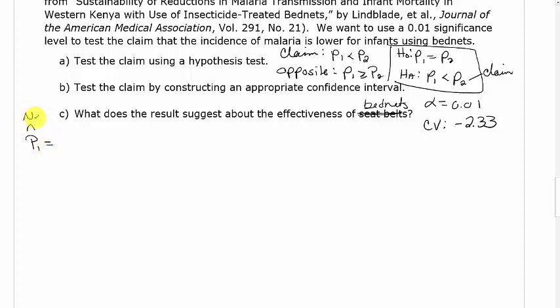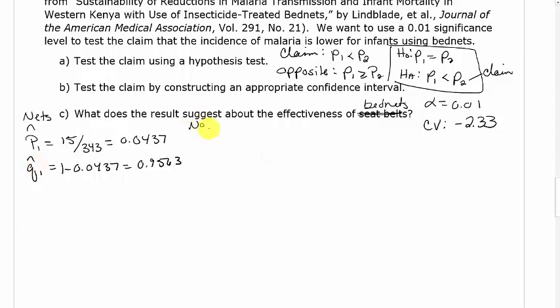P-hat1 is for bed nets. And there were 15 cases of malaria out of 343. That gives us 0.0437. Q-hat then is 1 minus 0.0437. So that gives us 0.9563. Always take p-hat and q-hat out to 4 decimal places.